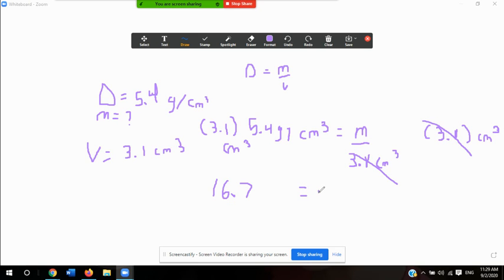So now what happens to the units? Well, centimeters cubed is going to cancel out with centimeters cubed. So that means that my answer is going to be in grams. So 16.7 grams is the mass of this sample of aluminum, ladies and gentlemen.